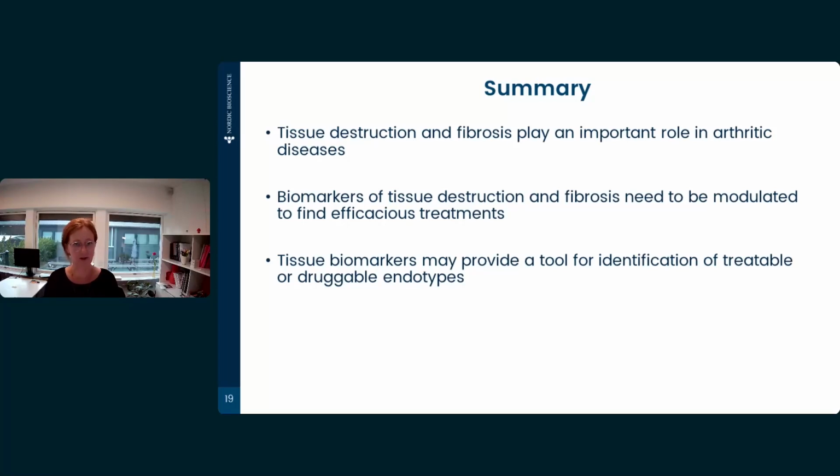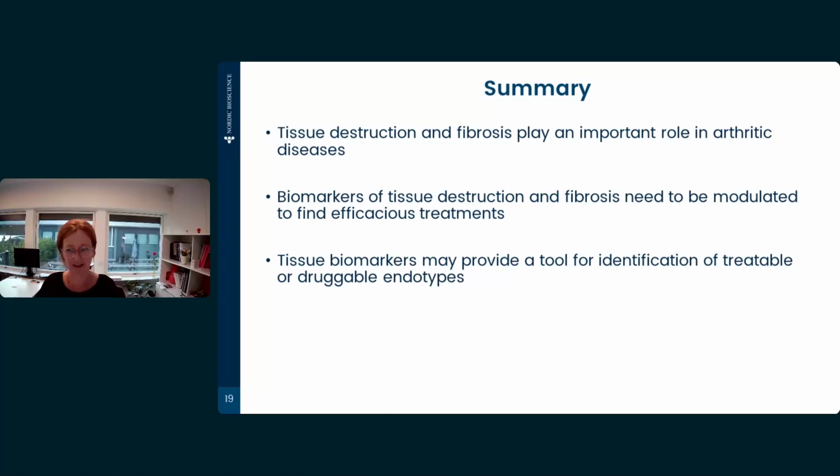And also that tissue biomarkers may provide these tools for identification of treatable and druggable endotypes that help us differentiate this heterogeneous population. And then at the end, I would like to thank my team and, of course, my collaborator at Janssen for allowing us to present these data that hopefully will be published soon.